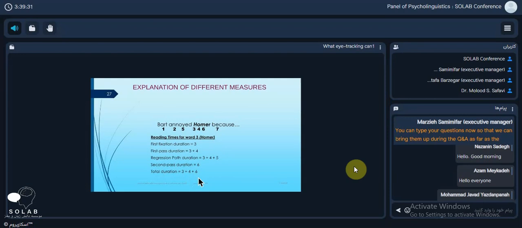I hope you can understand what happened for the measurements or components of eye tracking and how we interpret them. It means that when you talk about total duration, these three fixations are important. When you talk about regression path, 3, 4, and 5 are important.